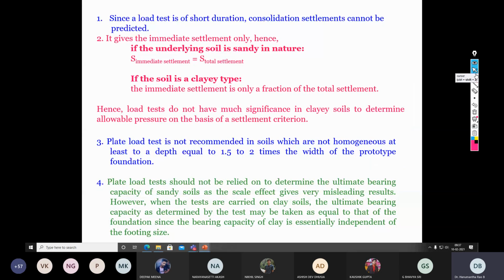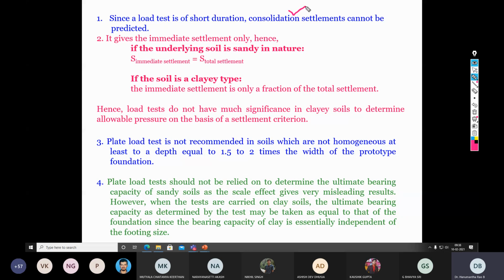Some important points are, for example, when you construct a footing, it is going to be there forever. But the plate load test is conducted only for a very short duration. The entire plate load test will be done in 24 to 48 hours. Based on this 24 or 48-hour test, we have to predict the settlement exhibited by the footing that will be there forever. So since the load test is of short duration, consolidation settlements cannot be predicted.